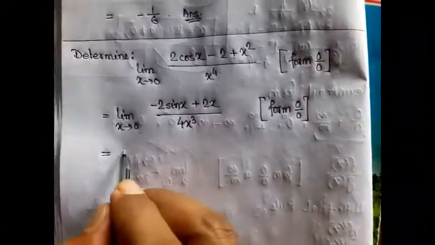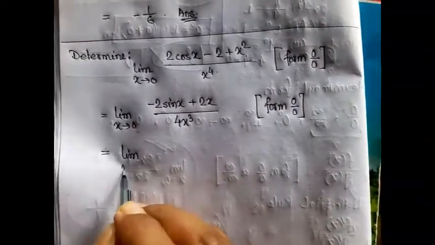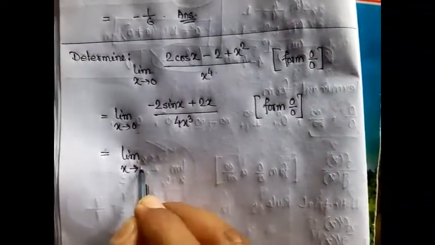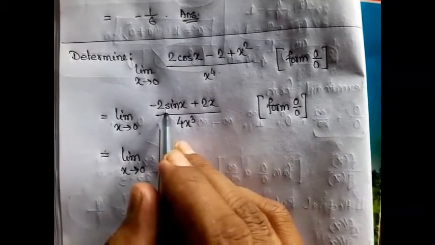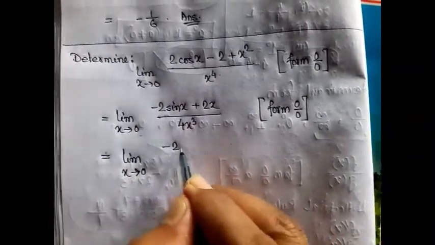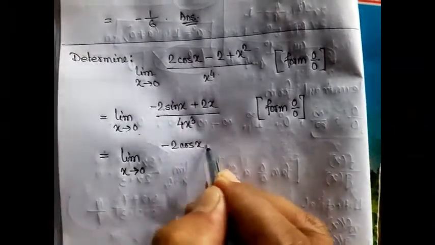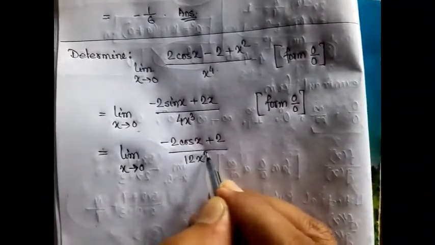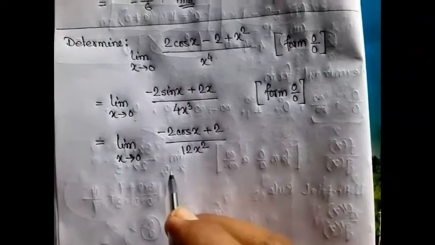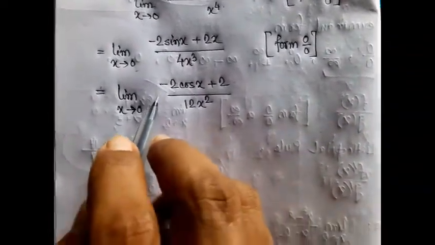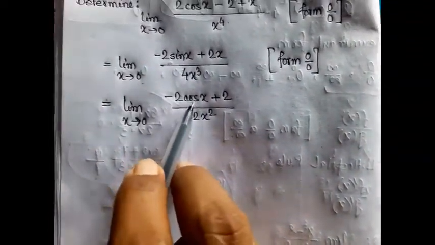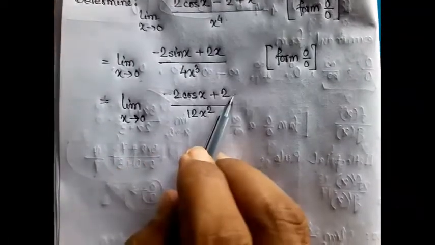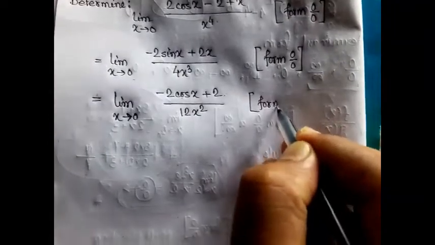Very good. Again apply L'Hospital rule. So consider the derivative in numerator, then it is minus 2 cos x plus 2 by 12x square. Again put x equals to 0 in numerator and denominator, then cos 0 means 1, that means minus 2 plus 2 is 0, and denominator also 0, again it is of the form 0 by 0. Again apply.